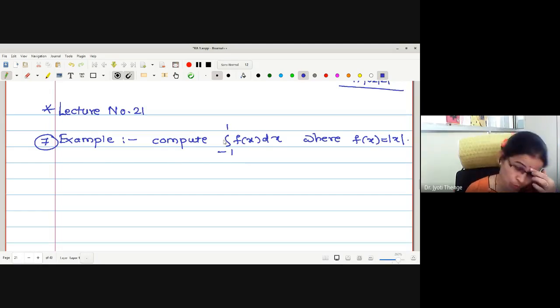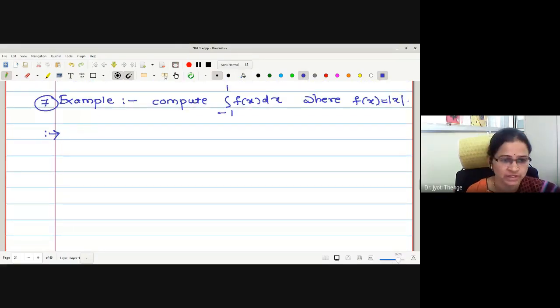Now if we look at this interval, the interval consists of positive values as well as negative values. Now again, first we will try to understand how this mod x is being defined. Then we will think of how this partition can be done. Okay. The function is mod of x.